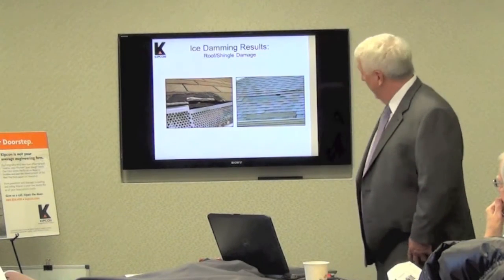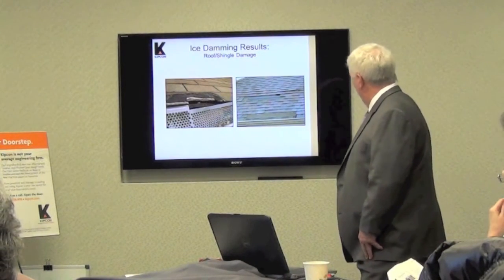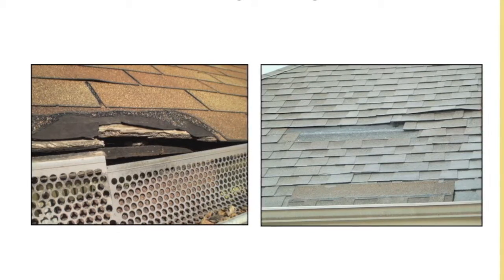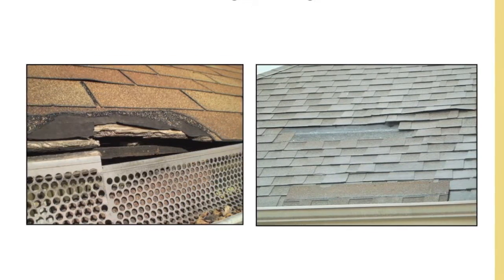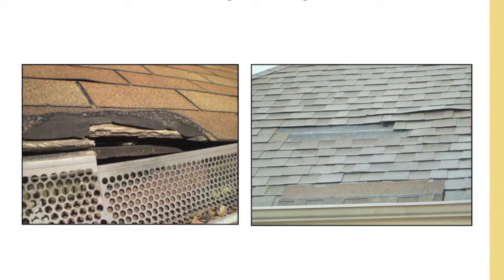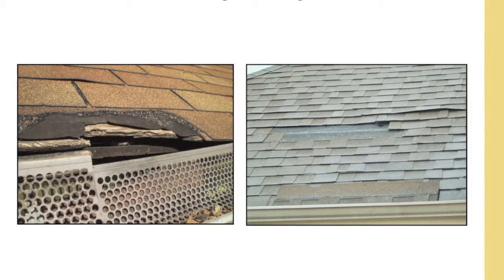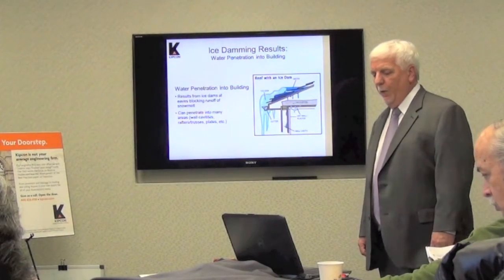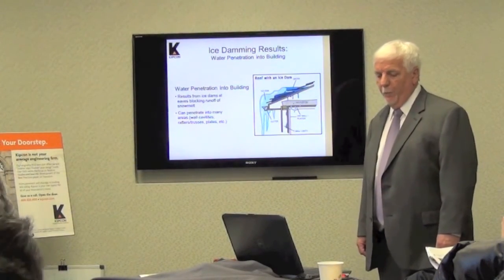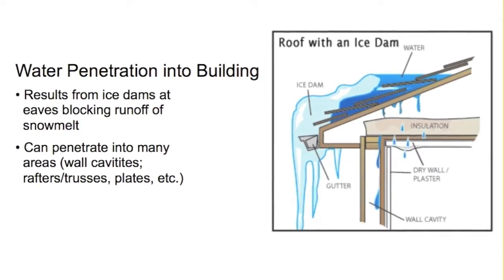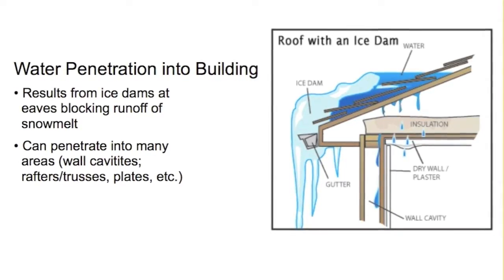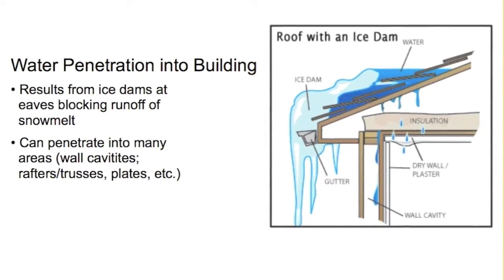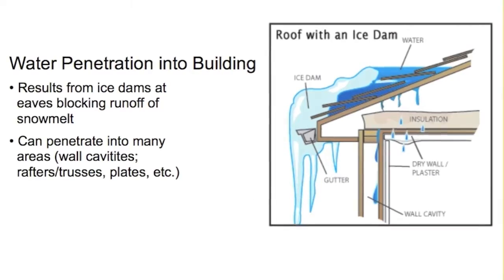Here, on the left is a pretty extreme example, and then some missing and loose shingles on the right there. And obviously, as I said, the most severe problem, or the most aggravating problem, is the water penetration into the building. And again, as I said earlier, this results from ice dams at the eaves that block the runoff, and then the water backs up, goes under the shingles, and can penetrate inside.